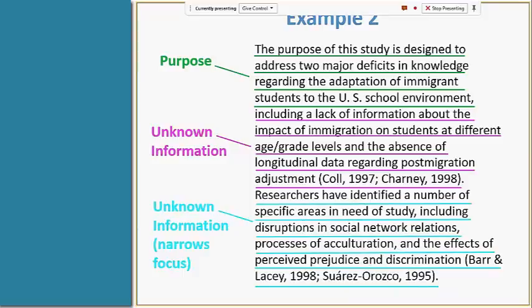Unknown information. Researchers have identified a number of specific areas in need of study, including disruptions in social network relations, processes of acculturation, and the effects of perceived prejudice and discrimination. So now they've listed specific areas that need to be investigated as far as immigrant adaptation. And I think each of these aspects that they've listed could be a dissertation in itself.